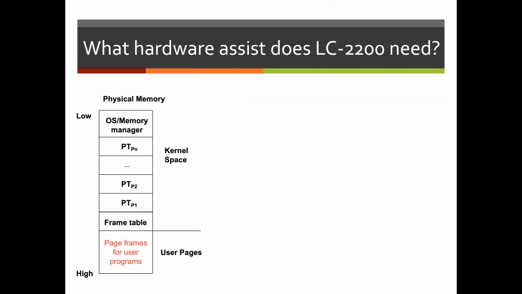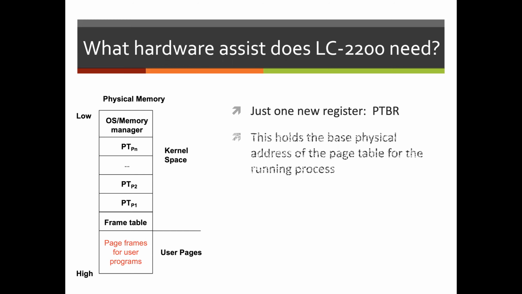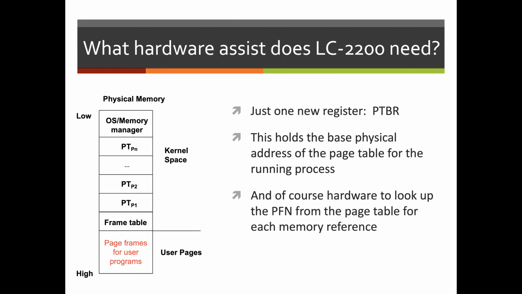So how is this utilized in the LC2200? We're going to need one new register that we can use, the PTBR, and this is going to hold the base physical address. And then we're going to need a way to look up the page frame number from the page table for each memory reference that we're going to utilize.